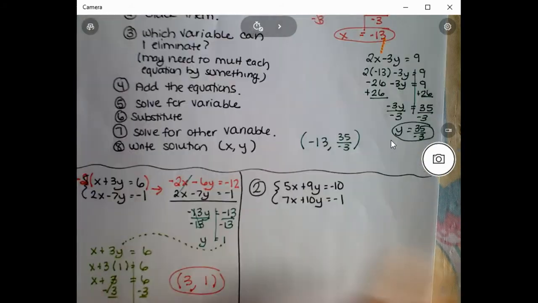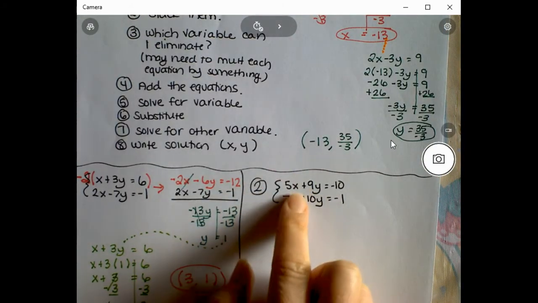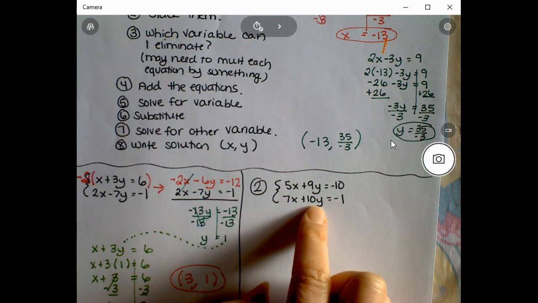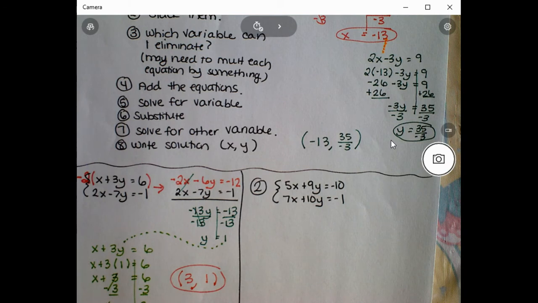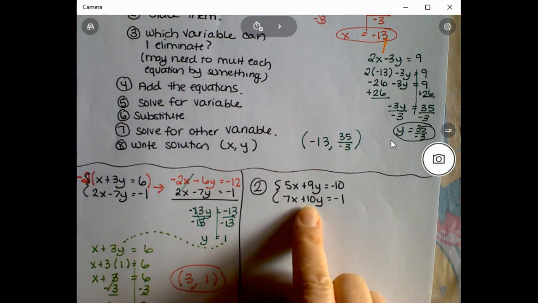Okay, same process. Are they in standard form? Yes. If we add, are they stacked up? Yes. If we just add them right now, do we cancel out x or y? And the answer to that is no, we can't cancel out x or y right now. And so we need to figure out how to manipulate these equations in order to be able to do that. I like this 10, so I'm going to try to get rid of the y's.